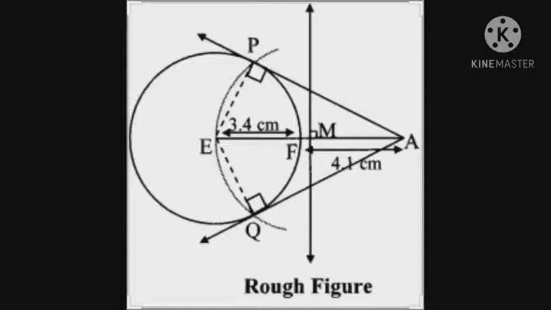So as per the rough figure, first of all draw the circle. Mark the center as point E. Take point F on the circle. Then from F take a point A in the exterior of the circle. From point A you have to construct the tangent. Now bisect EA. The bisector intersects segment EA at one point. Name that point as M.